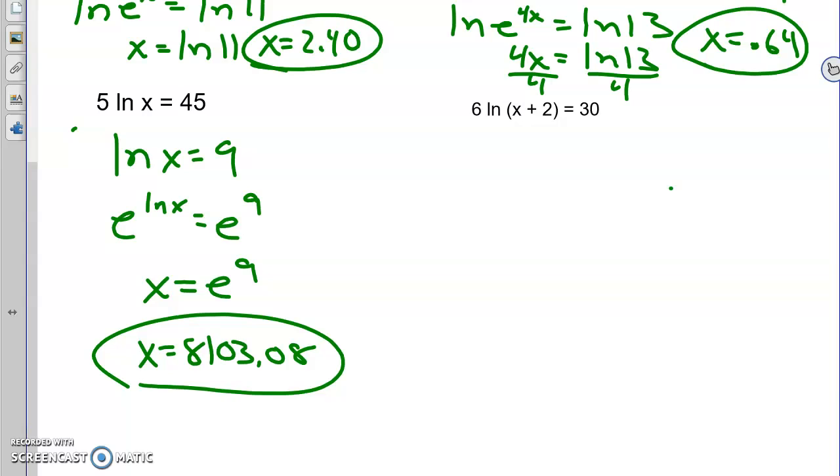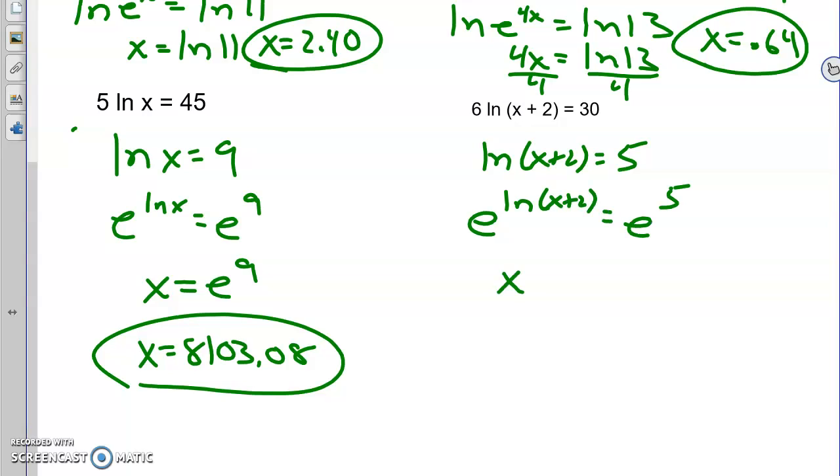That's okay. Second one, 6 ln(x+2) equals 30. We divide 6 on both sides. We take e and raise it to the ln(x+2), and then there's e to the 5th. We're left with just the exponent equals e to the 5th. And my x is negative 2 plus e to the 5th. And that answer is going to be 146.41.